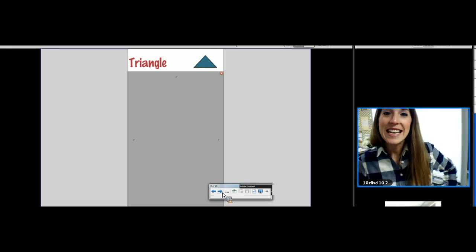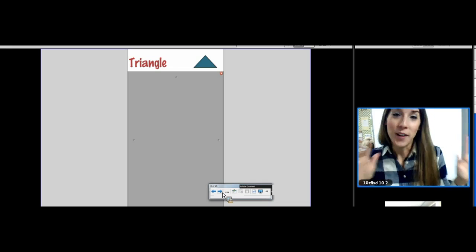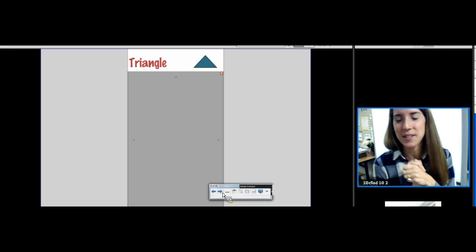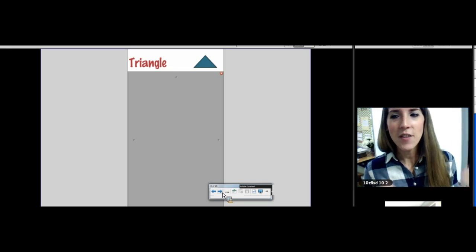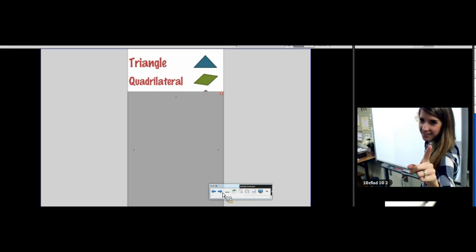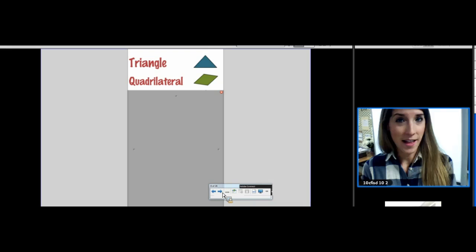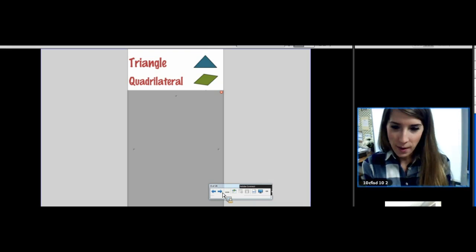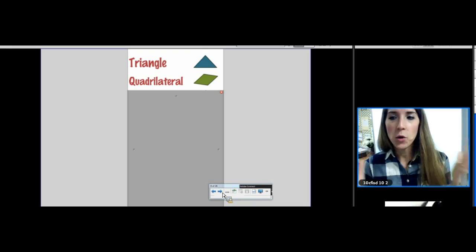Just for kicks, let's name the first 10 polygons starting with triangles. If a polygon has 3 sides, then it is a triangle. If a polygon has 4 sides, then it is a, don't say square, quadrilateral. Now, what would a regular quadrilateral be called? Square. That would be a regular quadrilateral. But a 4-sided figure is called a quadrilateral, not called a square.